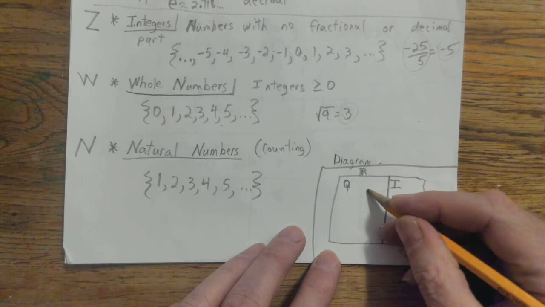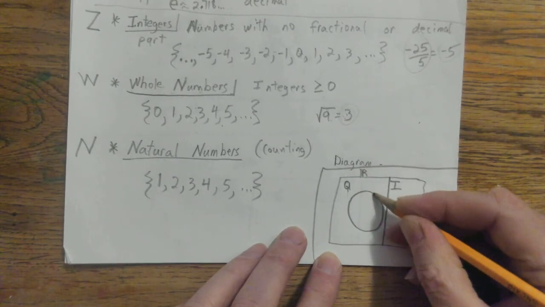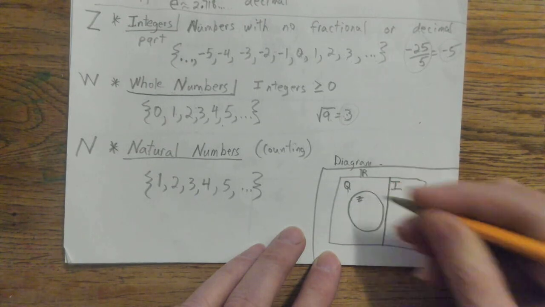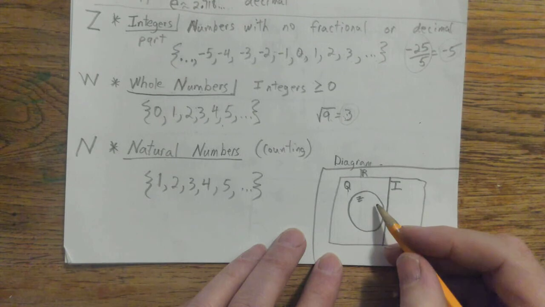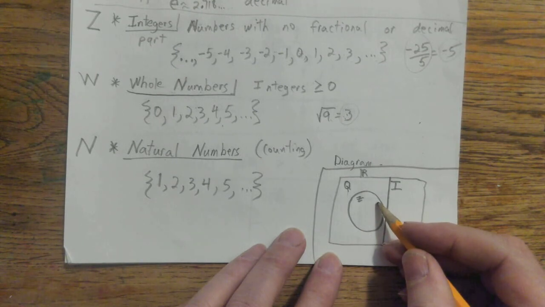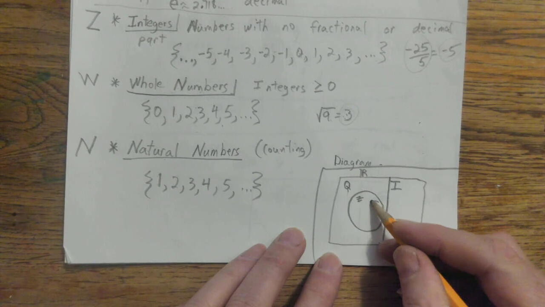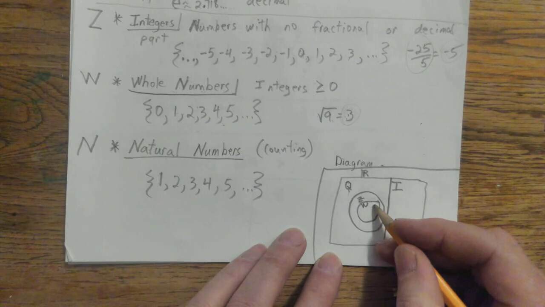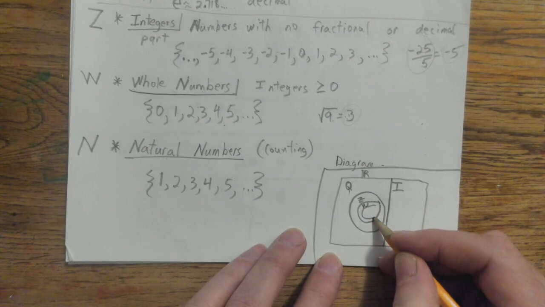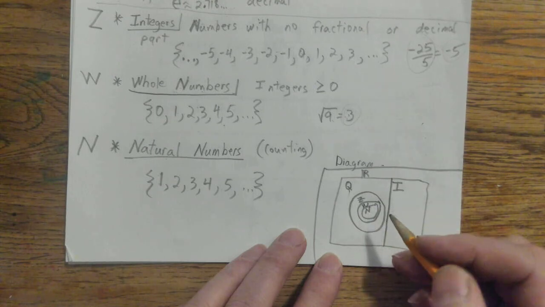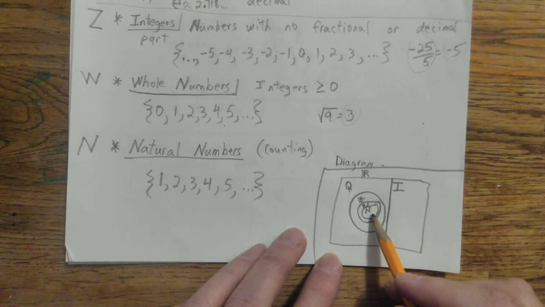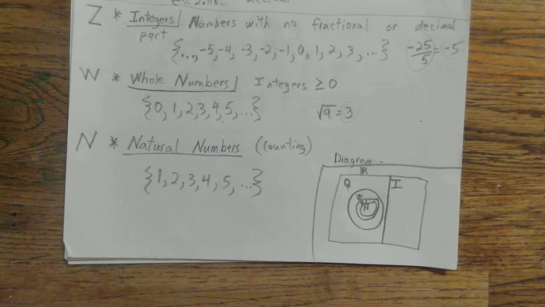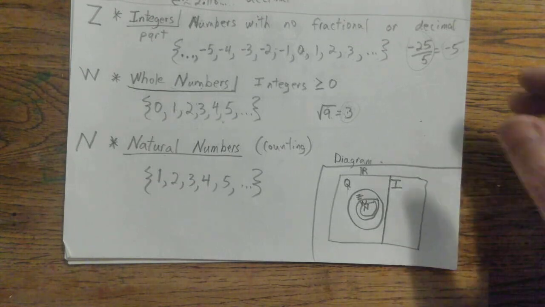So I'm going to make a little circle here. The outside circle is my set of integers. I'll put a Z inside that. And inside the set of integers is the whole numbers. And inside the set of whole numbers is the natural numbers. Okay, so just to get a relationship between those. All right, that's all for this video.